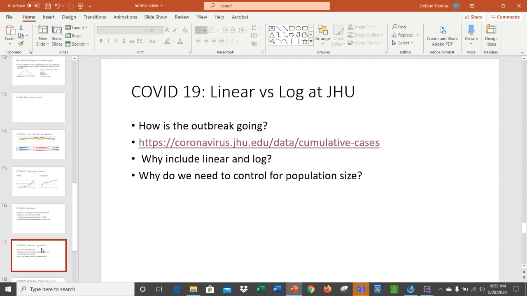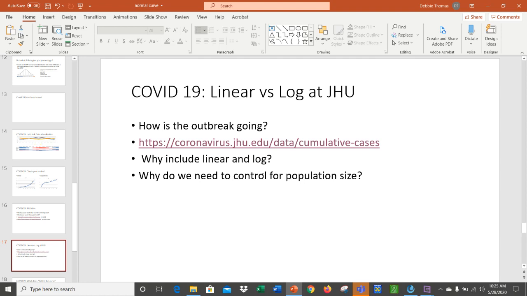Okay. They even go into linear versus logs on the site so that you can use both of them. And they do this in the how is the outbreak going section. All right, things to think about here. Why would somebody want to look at a linear? Why would somebody want to look at a log? What would it tell us? A linear would be telling us cumulative. How many total cases do we have? And a log is going to help you put it into comparison to another country.